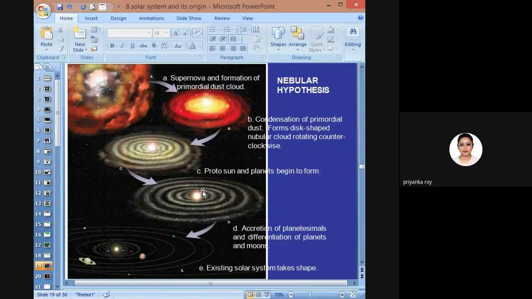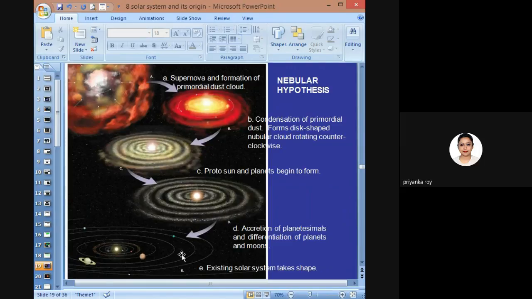This was then called the protostar, or protosun. The planets began to form around it as it formed a clear ring around the protosun. Then came acceleration of the movement of these planetesimals, and differentiation of the planets, and the moon came into existence as they started revolving and condensing further.